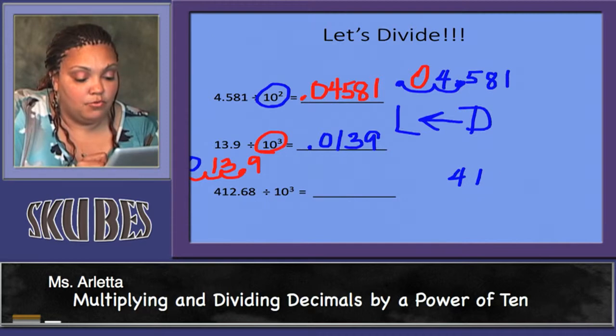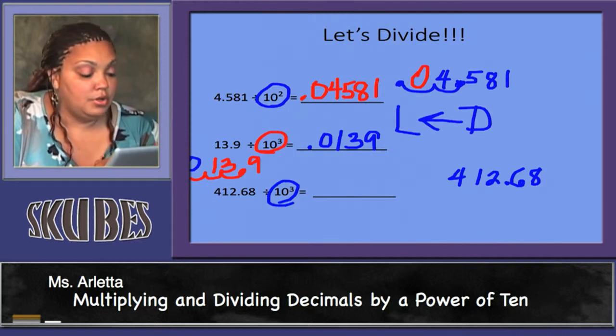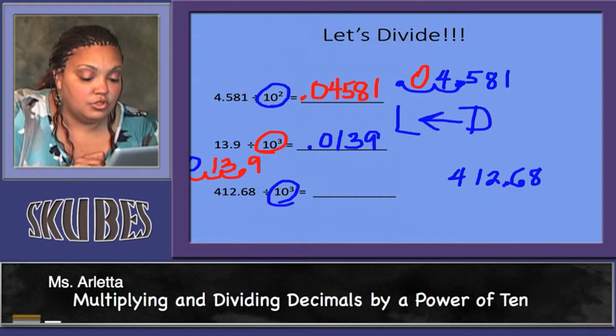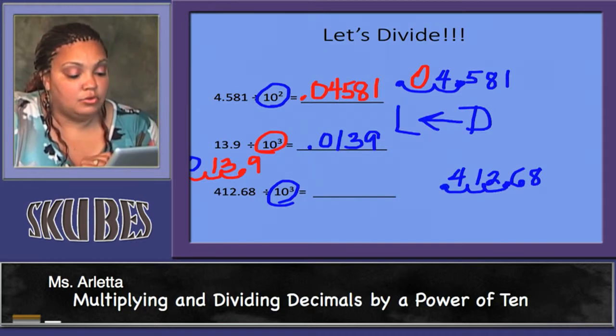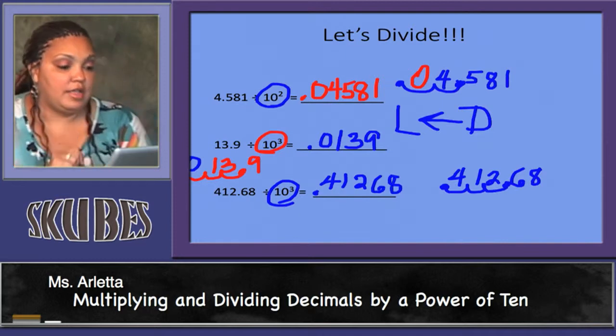The next problem is 412.68 divided by 10 to the third. 3 spaces because it's division, to the left. Start at your decimal point and move it 3 spaces to the left. 1, 2, and 3. There are no decimal placeholders. Our decimal starts right before the 4. 0.41268 is your answer.